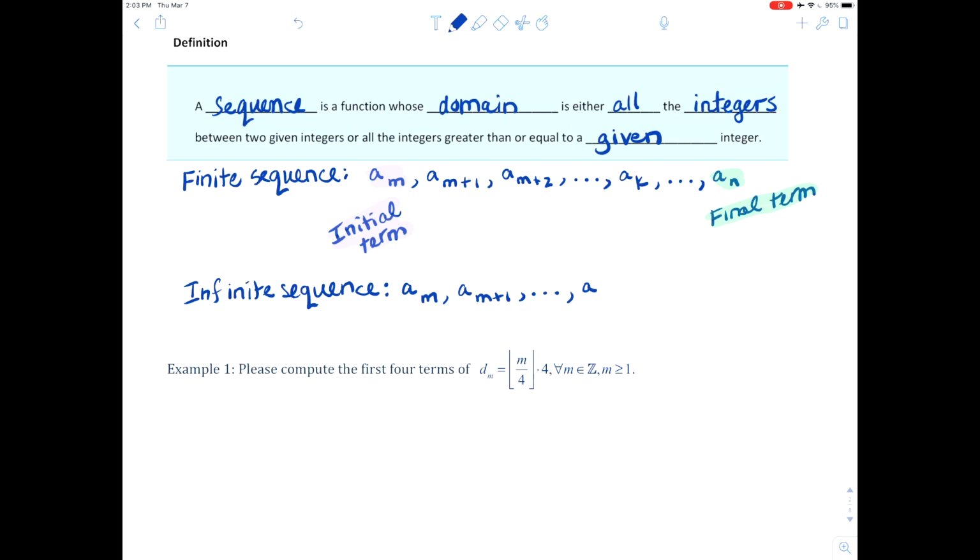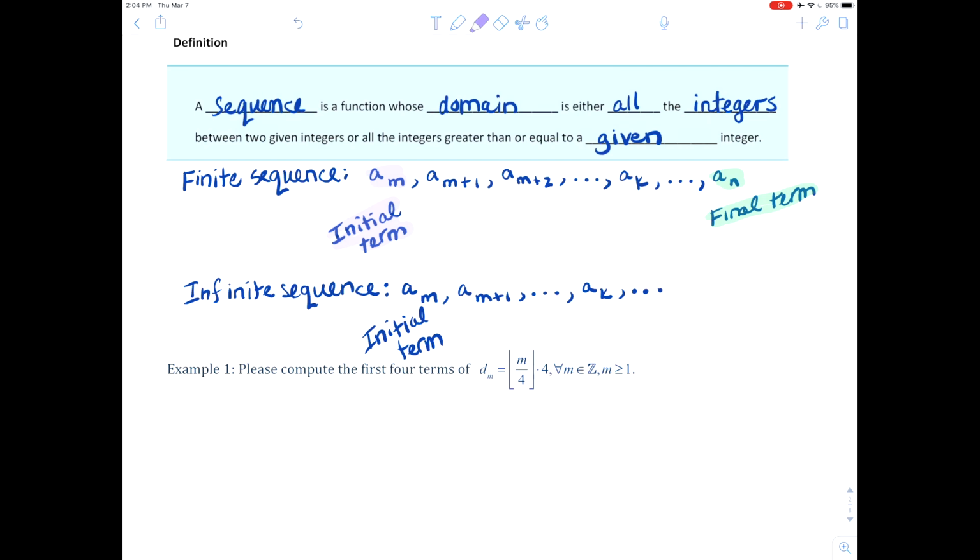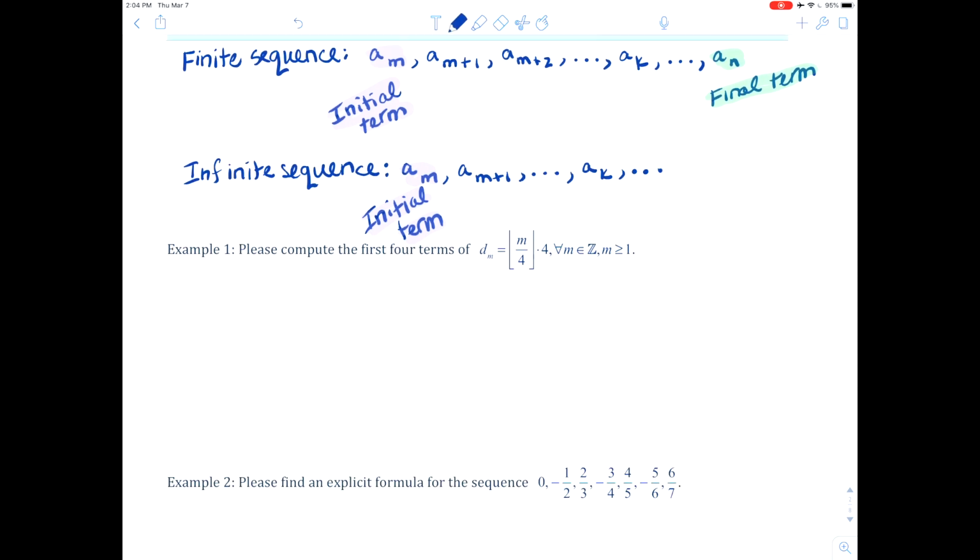I'll just use K in this case. But the dots mean it keeps on going. That list keeps on going in that way infinitely. All right? So again, initial term, but you don't have this time a final term. Cool? All right, so let's practice.